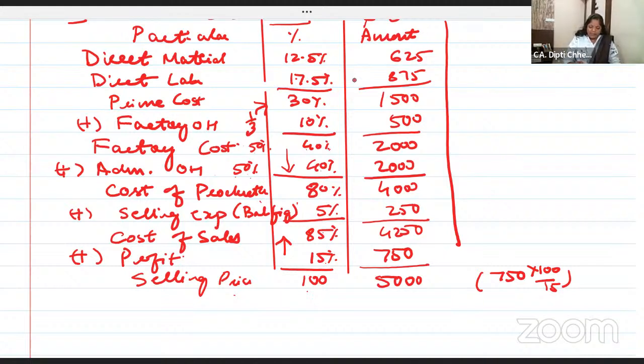Material, labor, expenses, prime cost. Add factory overhead, factory cost. Add administrative overhead, cost of production. Add selling expenses, cost of sales. Add profit, sales. Shall we go to the next problem?